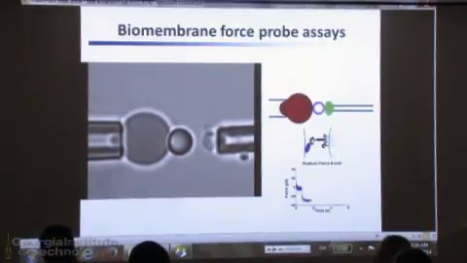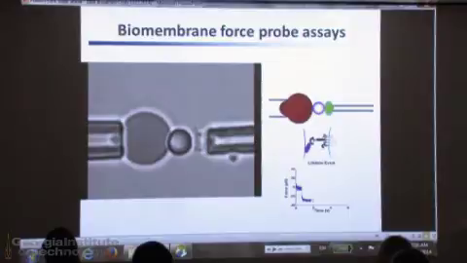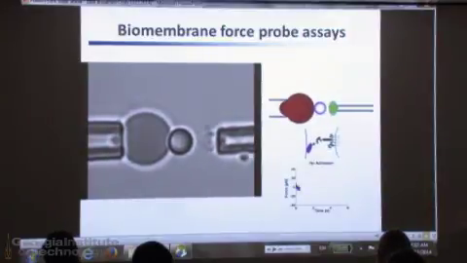You can look at things here. So this is a rupture force. You get a force during the retraction. Here is the contact, right? So this is a bond lifetime measured at about 20 piconewtons of force. Okay, the same thing that you've seen before.